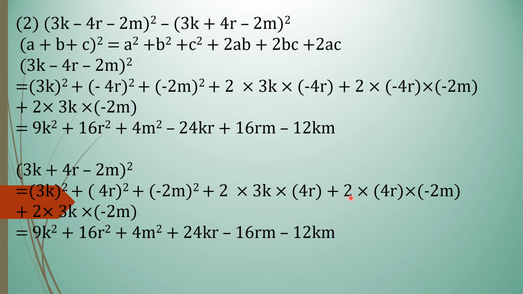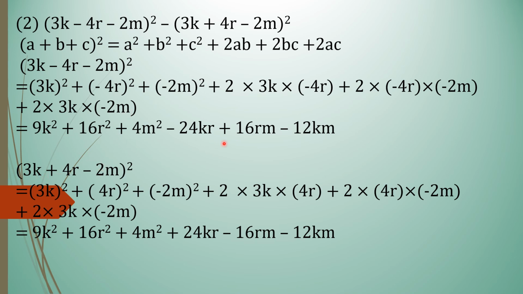Then next you'll multiply your 2 into 4r into minus 2m. So plus and your minus is there. So plus into minus, minus, you'll get 4 2s are 8, 8 2s are 16. So minus 16rm. Then here 2 into 3k into 2m. So you'll multiply. So 2 3s are 6, 6 into minus 2 you'll get minus 12. Minus 12km. So you have solved individually the first expression and the second expression.